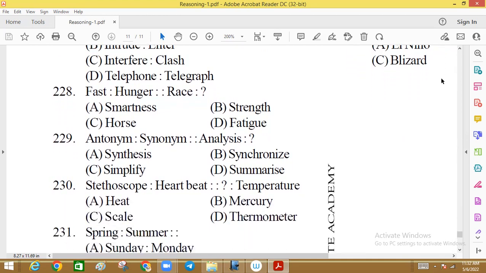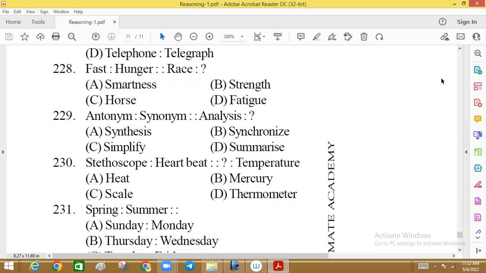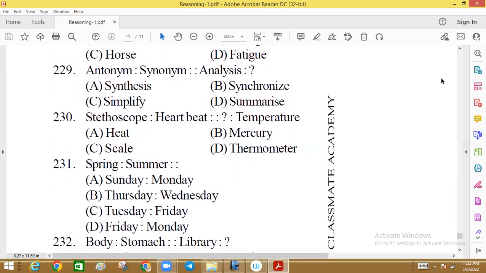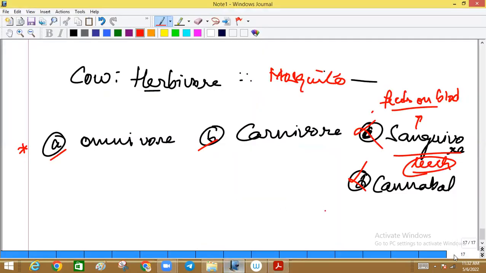Next one, 228. Fast, hunger, race. Fast means not eating, you are not eating anything. So fasting. When you fast, it leads to hunger. In the same way, when you run, a race leads to fatigue. Next, antonym, synonym. How are antonyms related? Opposites. In the same way, what is the opposite of analysis? What is the meaning of analysis first? Analysis means? Anybody? What is the meaning of analysis?